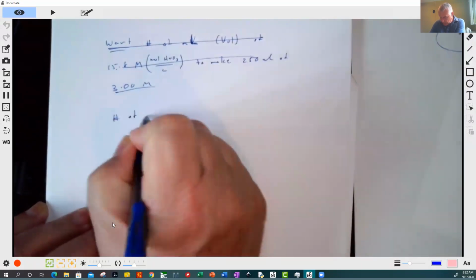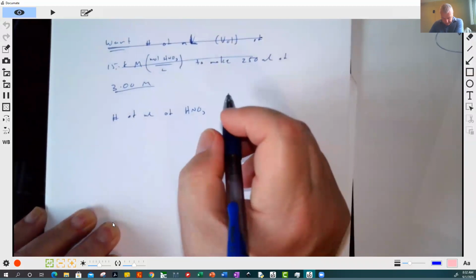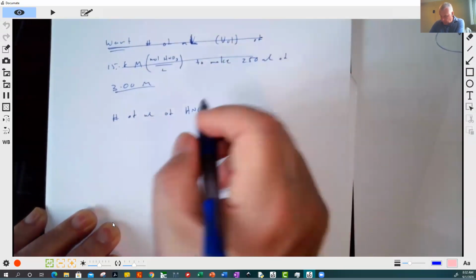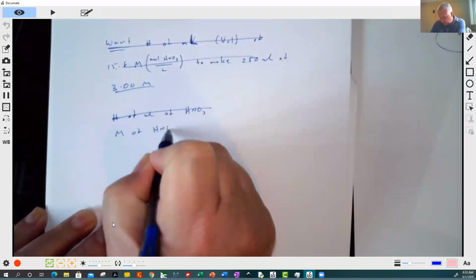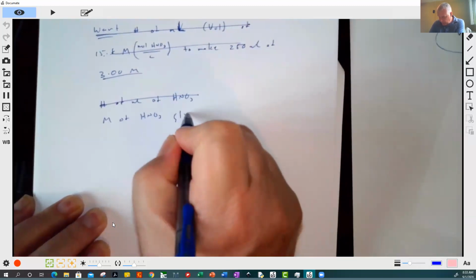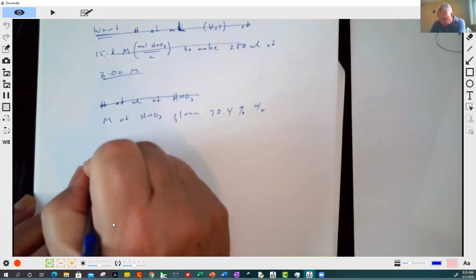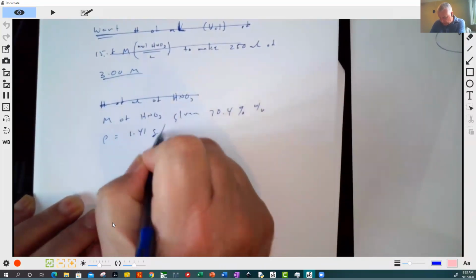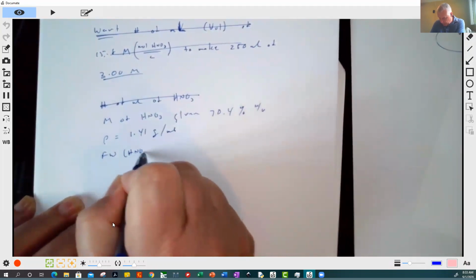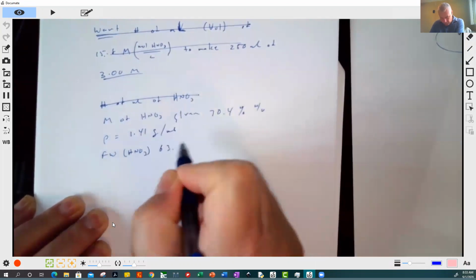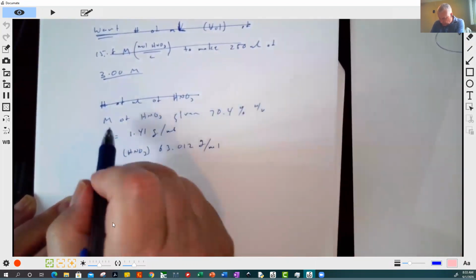the number of mils of HNO3, no, sorry, the molarity of HNO3, given a couple of facts, that it's 70.4% by weight, and the density is 1.41 grams per ml. Right? And then the formula weight of HNO3, that we've already told me here, is 63.012 grams per mole. Okay. This is all the information we need to calculate the molarity.